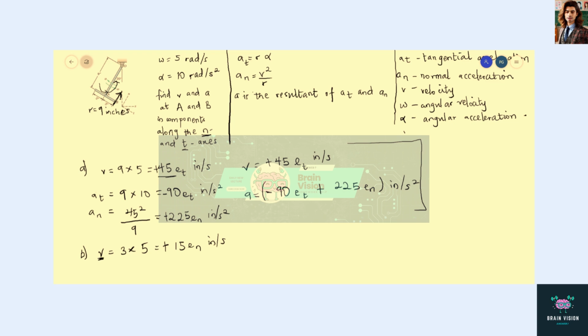So the final answer, let's call this one A so we can differentiate B. The final answer for the velocity at point B is going to be, we add these two together, we're taking the resultant, so we're going to have 45 et plus 15 en inches per second.